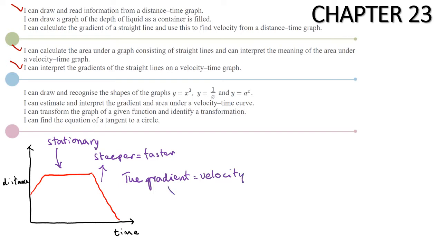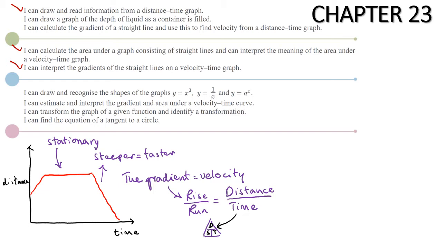Okay, so to find a gradient, what we do is we look at the rise, how much it changes by going up or down, divided by how much it goes across, the rise divided by the run. And on this, that's going to be the distance, because that's on the y-axis, divided by the time, and that fits with the equation for speed, distance and time. Speed equals distance divided by time, which is what we expect from the formula.